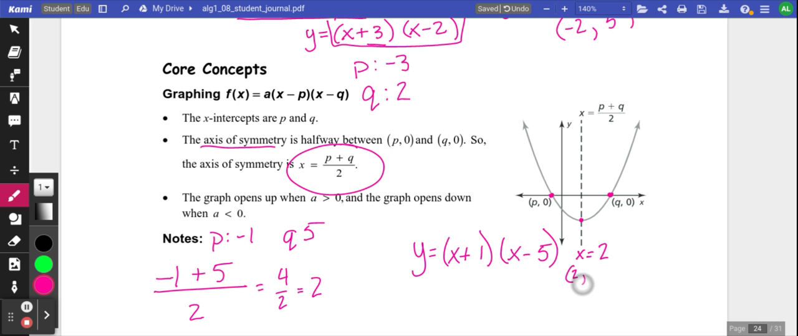I just realized the math on this probably doesn't work out. I think I need a negative here for this math to work out with this graph. If I want to find the y of my vertex, just like I've been doing this whole time, I'm going to add that negative so this actually makes sense. I'm going to plug in 2 plus 1, 2 minus 5. So I've got 3 times negative 3.